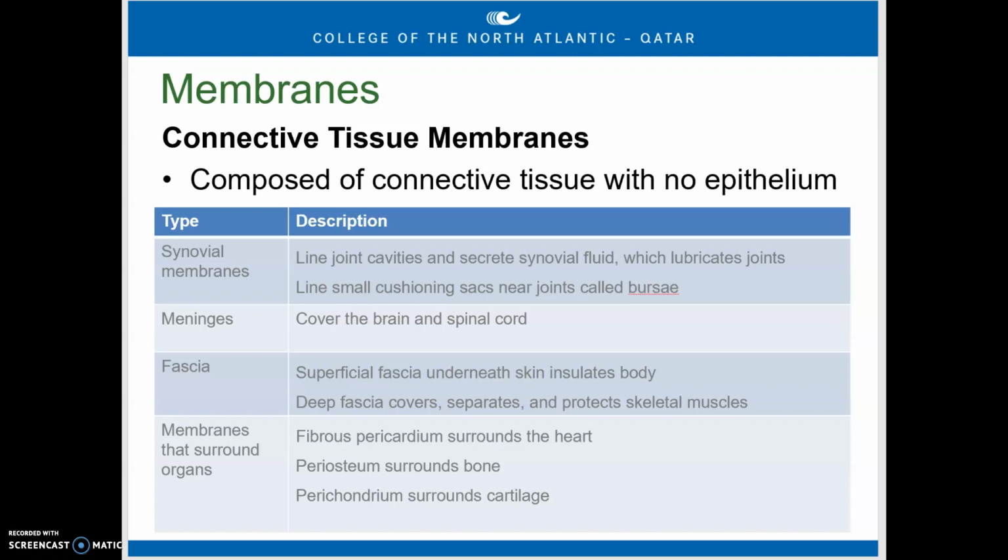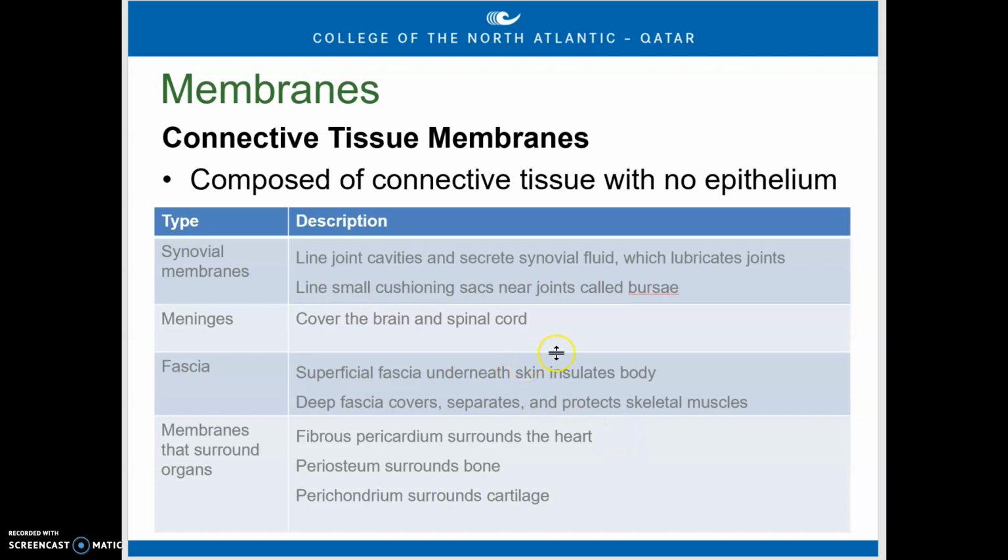There will be some small sacs near a lot of the joints that help cushion so that we don't have serious impact between bone and bone, which can cause damage. And those little sacs are called bursae. And we'll have a closer look at those when we talk about the skeletal system.